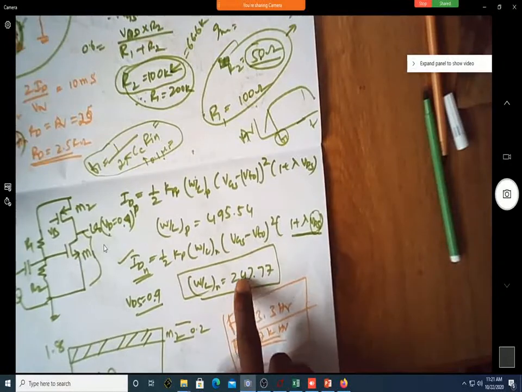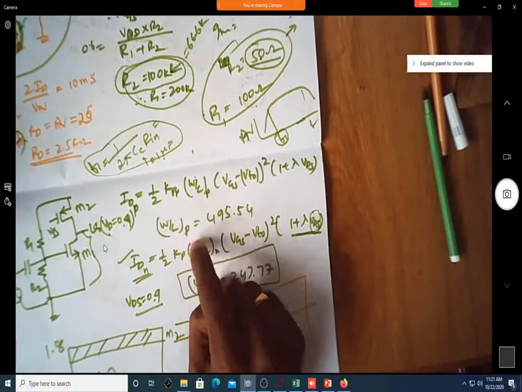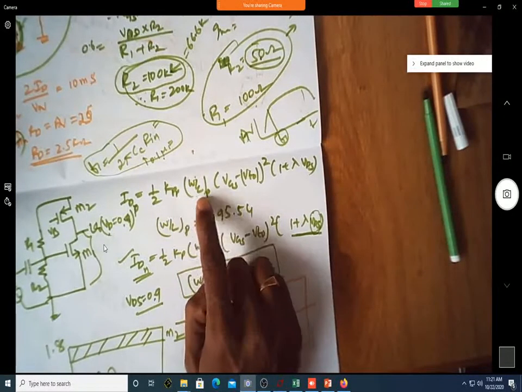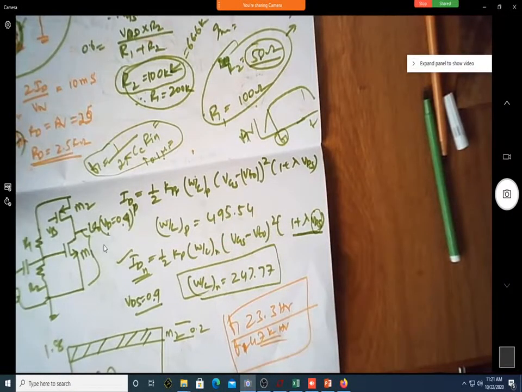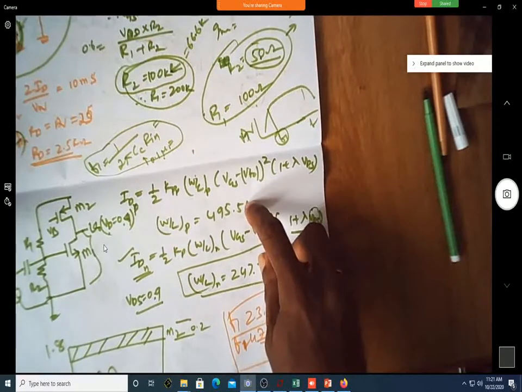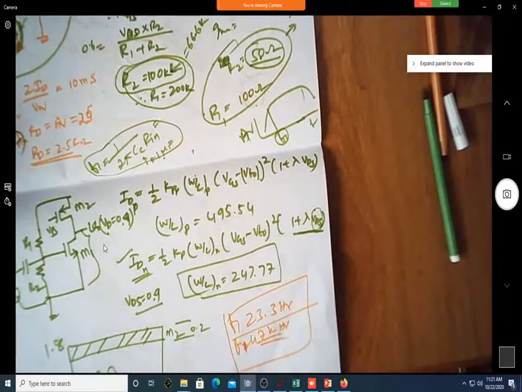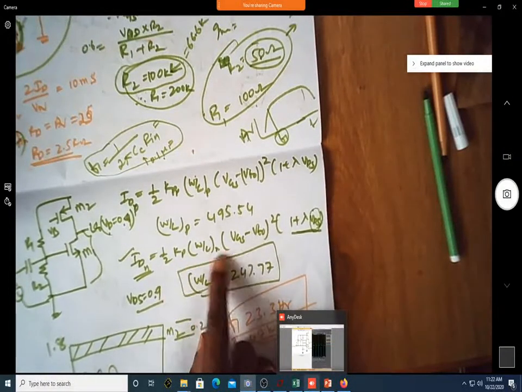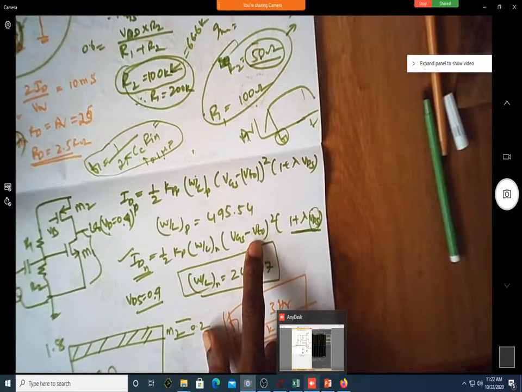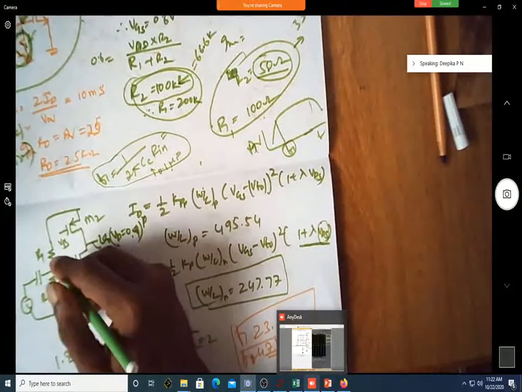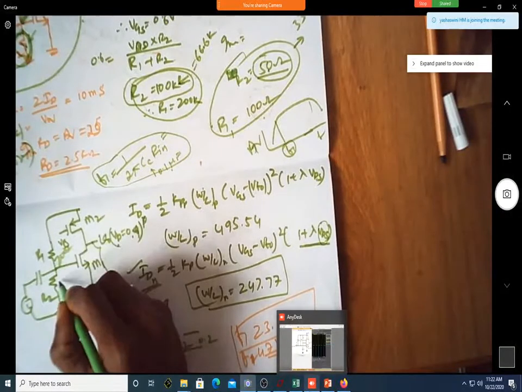How about these two values? With Kp of P, which is 100 microampere per volt squared, is it coming exactly twice of this? 495.5, sir. Can you say it's almost double? Yes, sir. What we'll do, we'll go to simulation. What is the VGS required for this? Here, VOV? 0.6. So let us still use 200k and 100k.